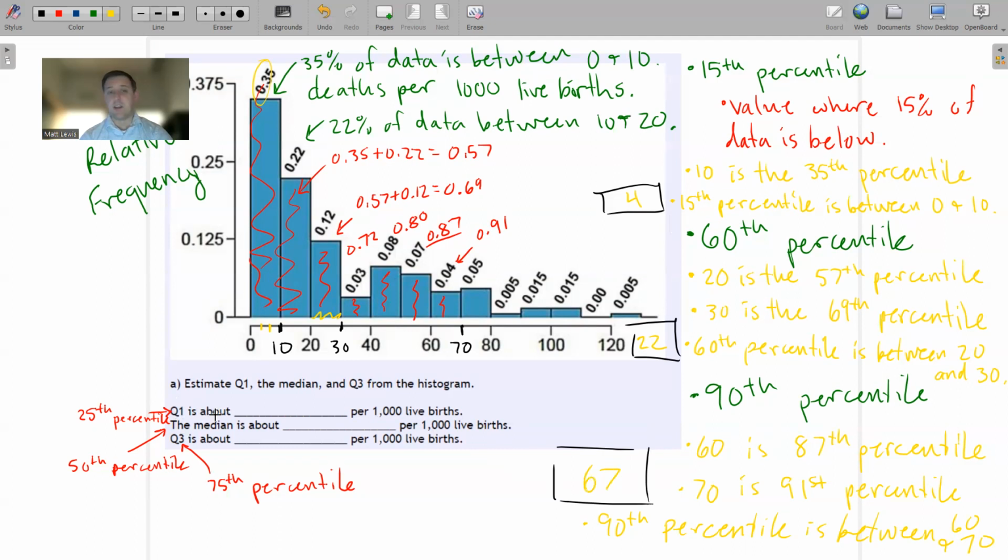So when it comes to finding Q1, the median, and Q3, same idea, but you're looking for the 25th, the 50th, and the 75th percentile.